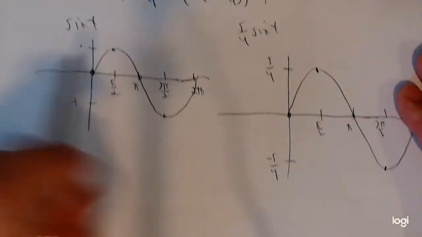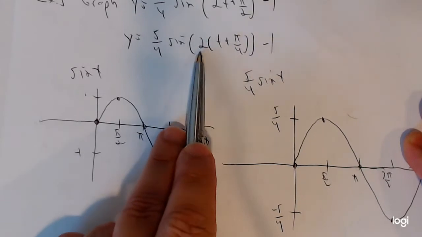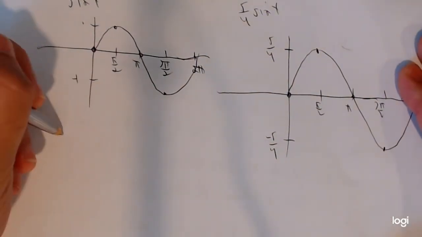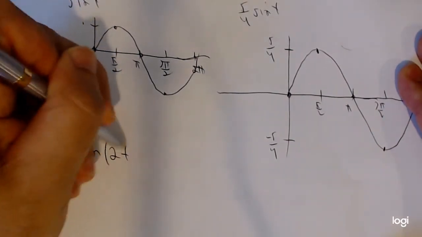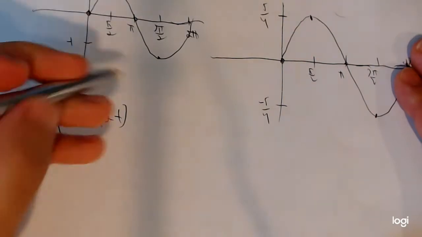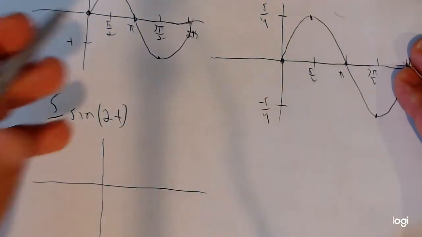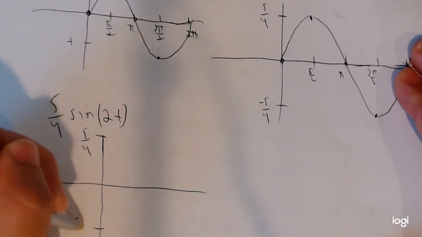Okay, so next let's take care of that 2. So this is saying what? Multiply your t values by a half. So then we have 5 over 4 sine of 2t. And we know that the y values aren't going to change, only the x values.